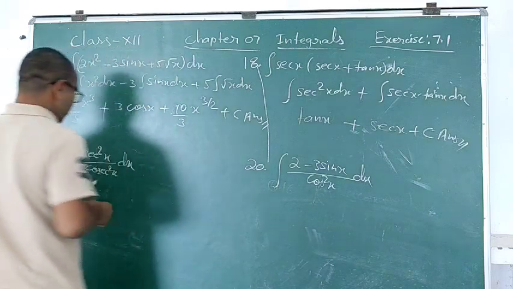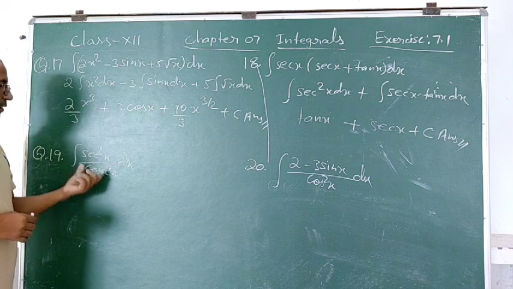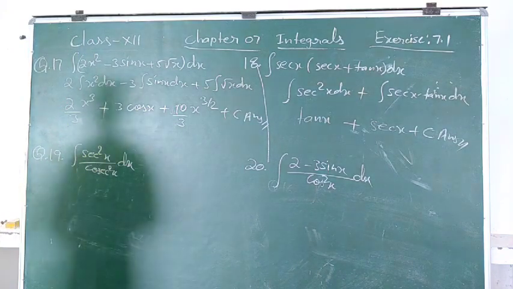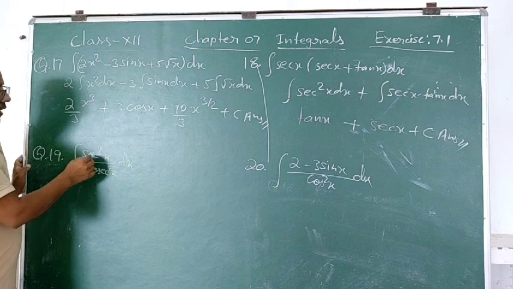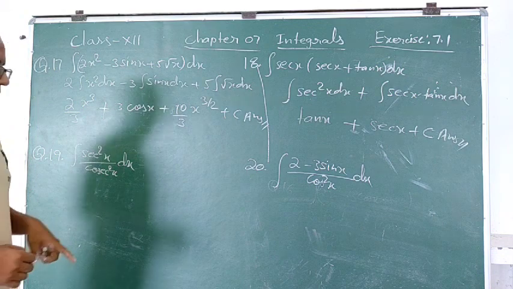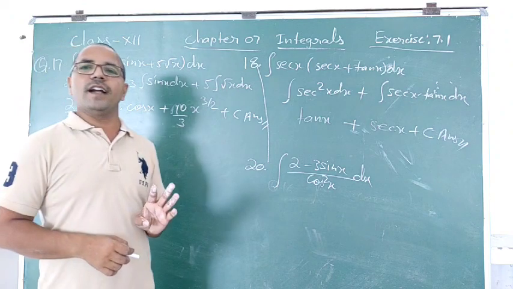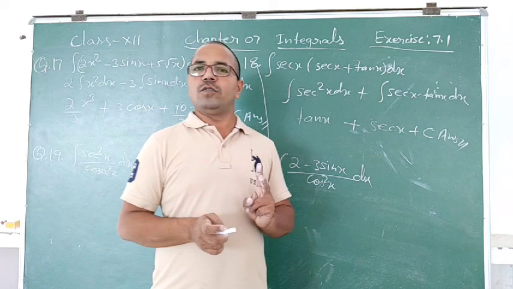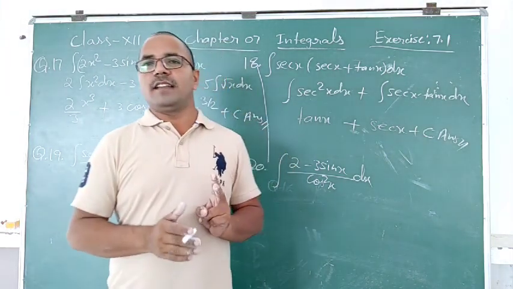So now students, let's see here. Sec square x upon cosec square x is in the form of numerator upon denominator. So what will we use here? We will change it in terms of sin and cos. Sec square x can be written as 1 upon cos square x. Cosec square x can be written as 1 upon sin square x. That means we are getting two terms here.